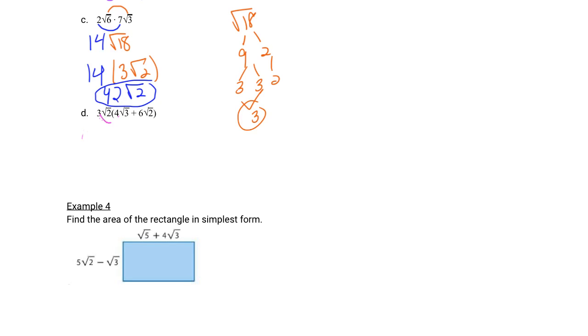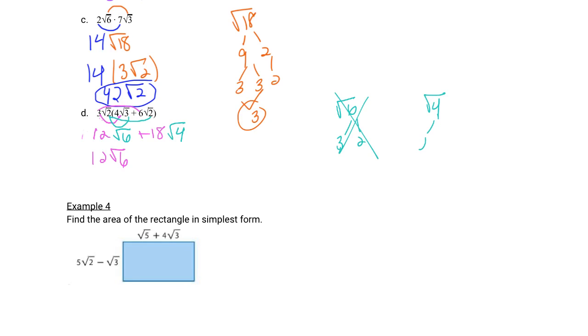All right, 3 times 4, starting over, is 12. Square root of 2 times square root of 3 is square root of 6. 3 times 6 is plus 18. Square root of 2 times square root of 2 is square root of 4. So can I simplify the square root of 6? That's 3 times 2. I cannot simplify, so this one stays 12 square root of 6.